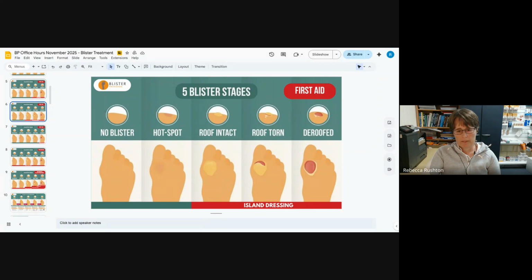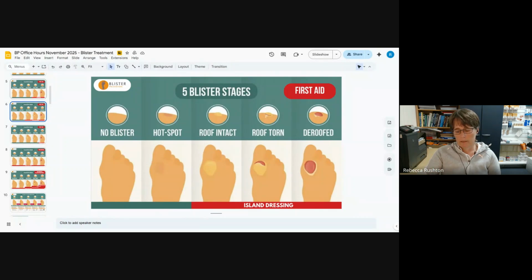The blister dressing, the island dressing, just gives the blister roof or the wound base some level of protection, but also keeps it clean. Because we've got a blister roof, that skin has lost its underlying support, so it's quite fragile. Giving it a little bit of cover will give it a little bit of protection, but mostly we're looking to keep the environment clean.